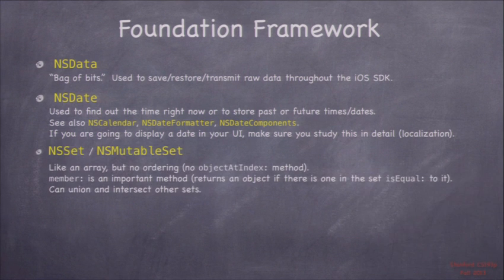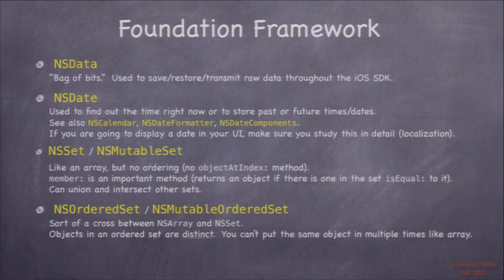There's NSSet, and a set is an unordered collection of objects. The objects are unique, so if you put the same object in there twice, it only goes in once. So sets are what you would think of in terms of sets. And there's actually an ordered set, which is like a cross between a set and an array. You can look those up. You're probably not going to need those. Well, you might need set.